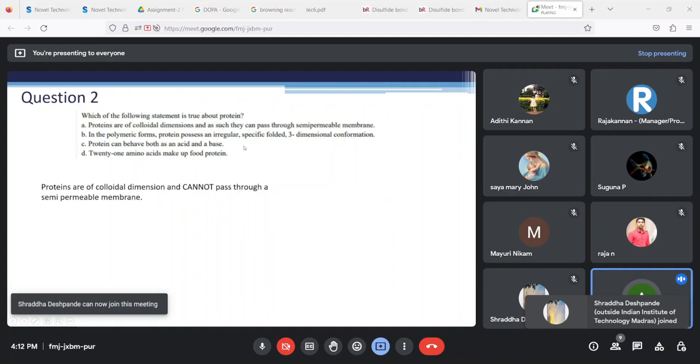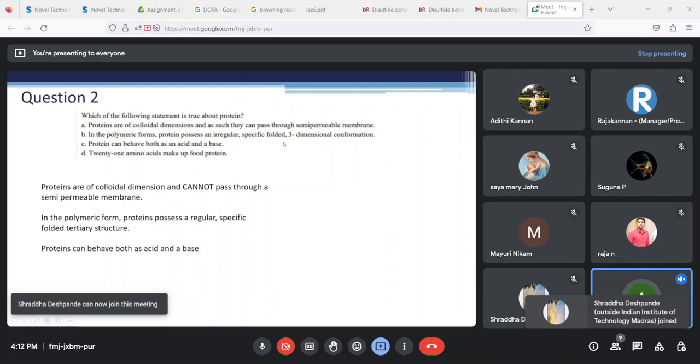And option B is that in polymeric forms, protein possess a regular shape. So it does not have some random shape. It has a very specific folded and a regular shape. Like if you're looking at an alpha helix, there will be a hydrogen bond between the first residue and the i plus 4th residue. So you'll have a very specific arrangement of the hydrogen bonds and other interactions that will give it a very, very regular shape. So proteins do not have an irregular shape. That is what is false in the second statement.